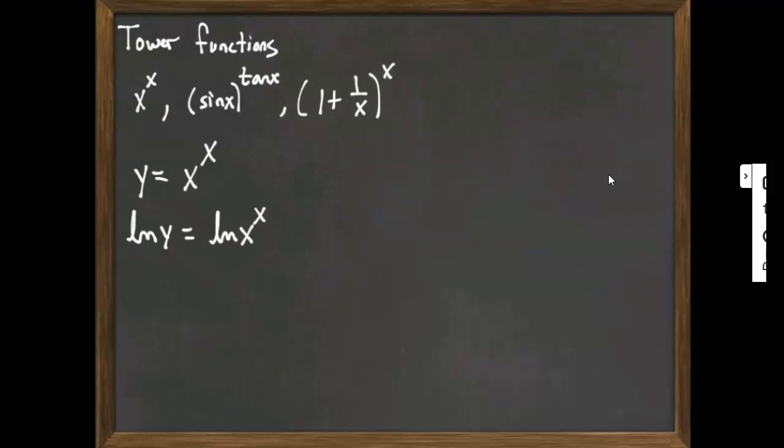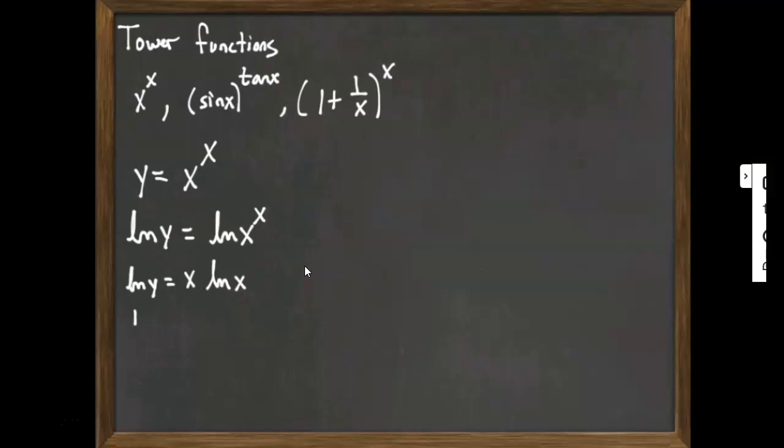And then we can make use on the right-hand side of our properties of logarithms. Pull the exponent x out, and we get ln of y equals x ln of x. Apologize, my screen broadcast is lagging for some reason. And then we can do the differentiation using implicit differentiation.